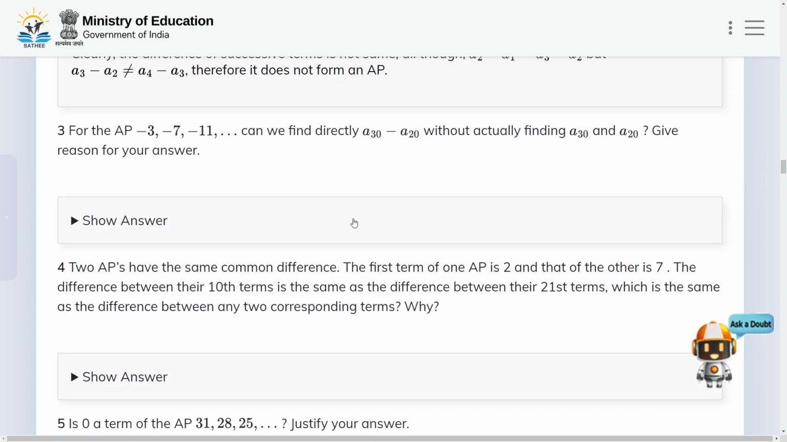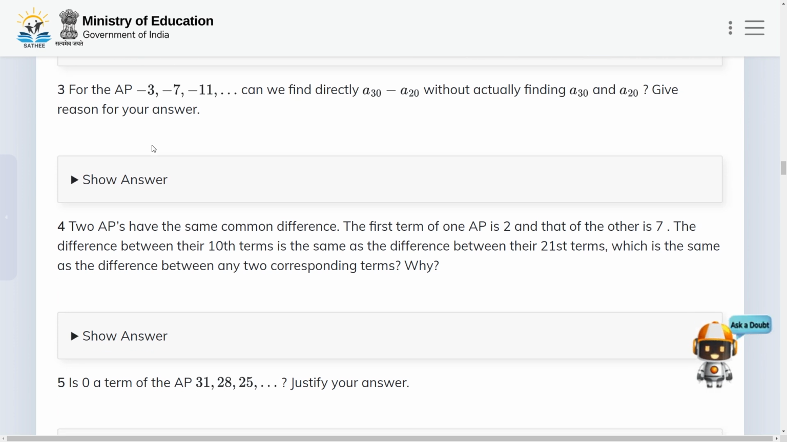In question number 3, we have the AP minus 3, minus 7, minus 11, and so on. Can we find a30 minus a20 directly, without actually finding a30 and a20? Give reason for your answer. So here let us find the way how we can find a30 minus a20 directly without actually finding a30 and a20.